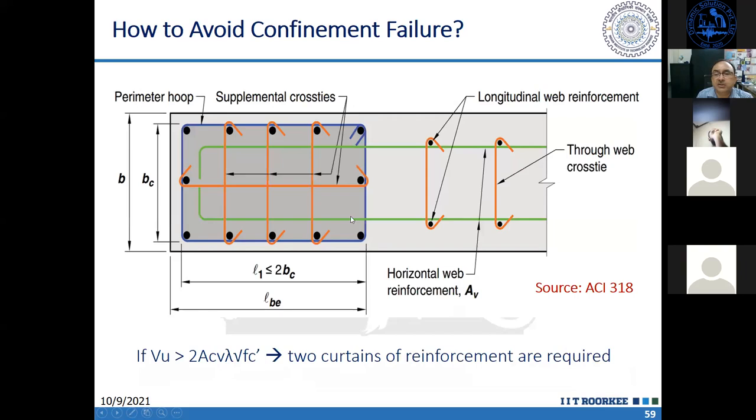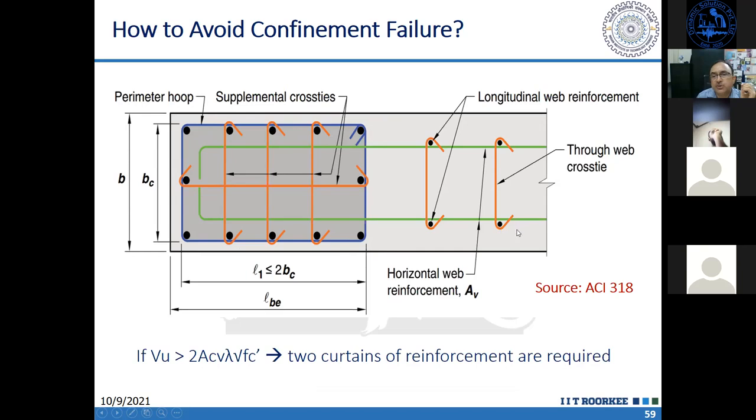So this is the boundary element. This figure I have taken from ACI 318. The length of the boundary element should not be less than 2 times the bc, where bc is the width of the shear wall. So this portion needs to be specially confined, and this confinement will be in the same manner as in the column, similar to the column.